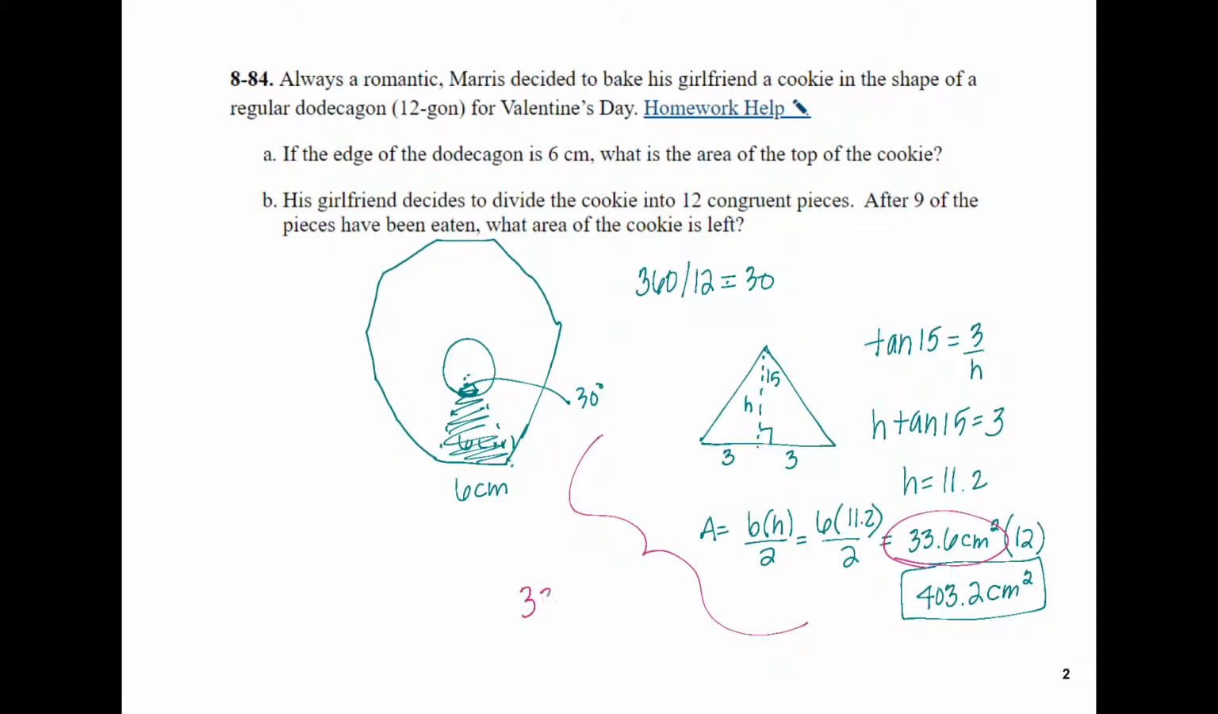We can do 33.6 centimeters squared times 3, which gives us 100.8 centimeters squared left.